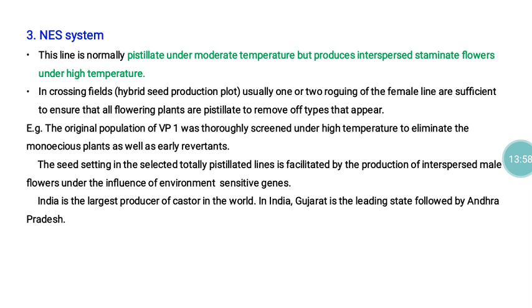So now this system is very well utilized. We have our indigenous line VP1 also, a pistillate line that is available, and this line is very much used in the hybrid development program. Gujarat is the leader with reference to castor research; from Gujarat only, the first castor hybrid in India was released. The USA is also doing wonderful work with reference to hybrid development and hybrid seed production in castor. In India, Gujarat is the leading state, followed by Andhra Pradesh, with reference to castor production.